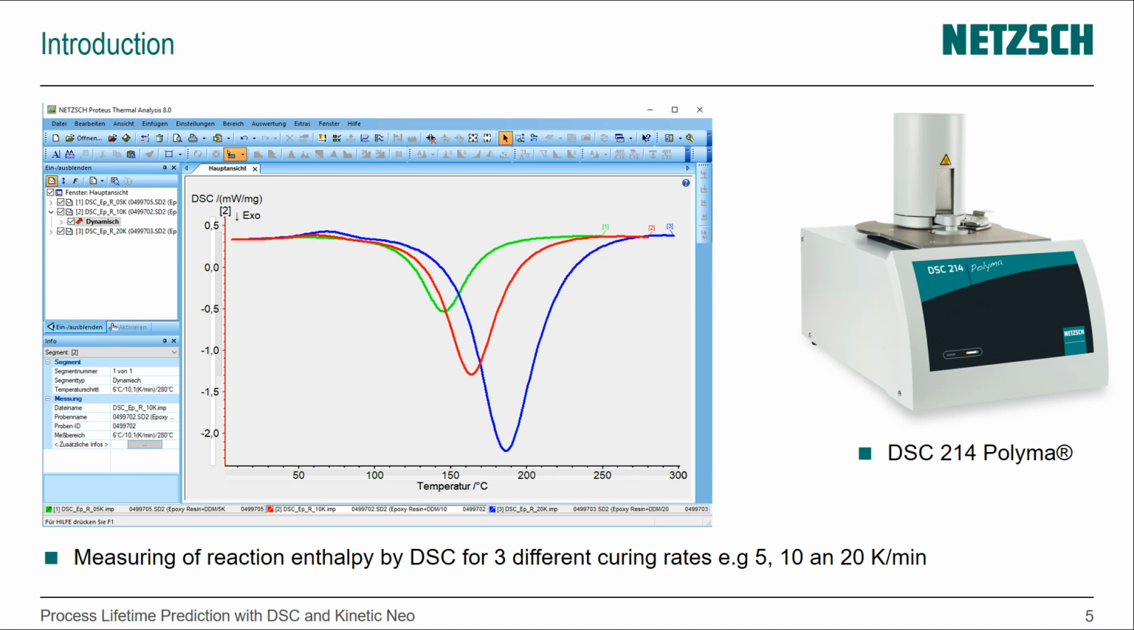The idea behind Kinetics Neo is that you can predict other conditions, for example heat rates or isothermal conditions, if you can describe your real measurements with only one mathematical model fit for all measurements.